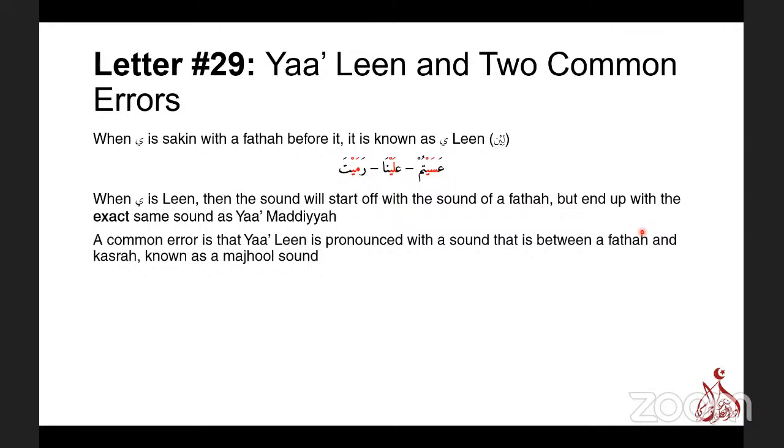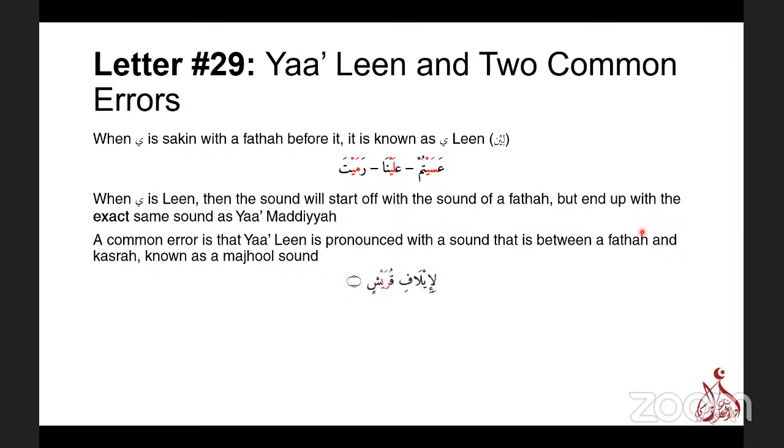A common error is that when there is a ya lean, that is ya sakin with the fatha before it, it's pronounced with a sound between a fatha and a kasra, known as a majhul sound, or more like an a sound. Instead of saying asaytum, people say asaytum. Instead of alayna, they say alay. It's hard for me to do it.